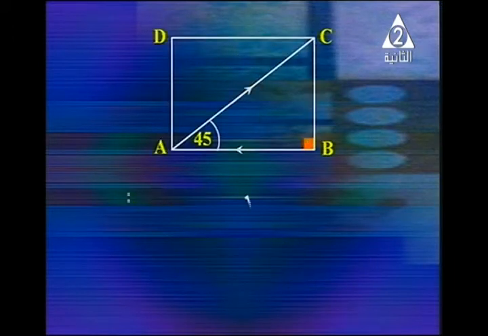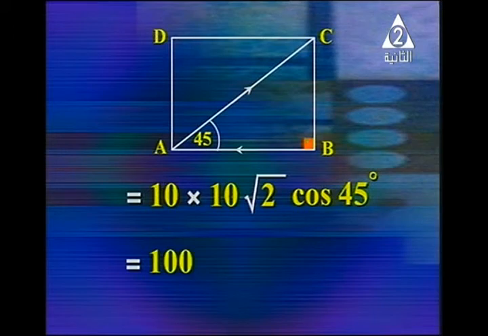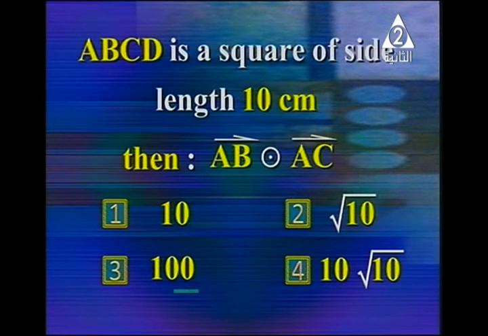Norm AB is the norm of 10. Why? Because AB is the length of the side of the square. What is the norm of AC? 10 root 2. Why? Because the side lengths of AB and BC each equal 10, the diagonal of the square equals 10 root 2. Cosine 45 equals root 2 over 2. Then the answer is 100. It is multiple choice, and we choose the correct answer, 100.